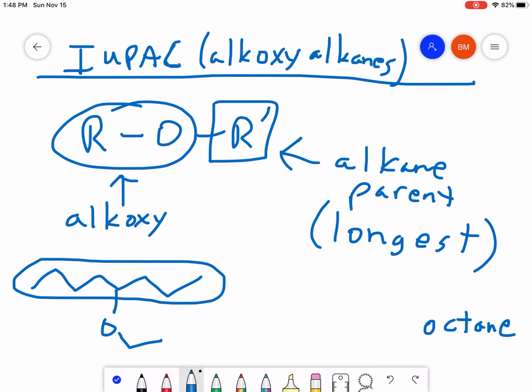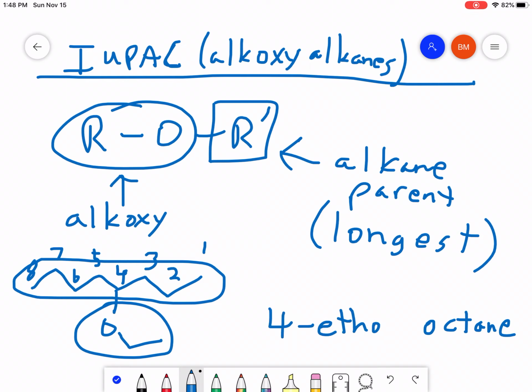Alright, so we need to number this. 1, 2, 3, 4, 5, 6, 7, 8. We numbered it to give us our substituent the lowest possible number. So we have a 2 carbon unit plus O, that's going to be ethoxy at number 4. So this one is going to be 4-ethoxyoctane. 4-ethoxyoctane.